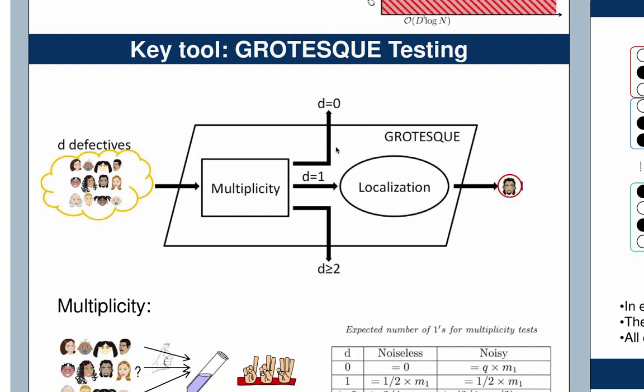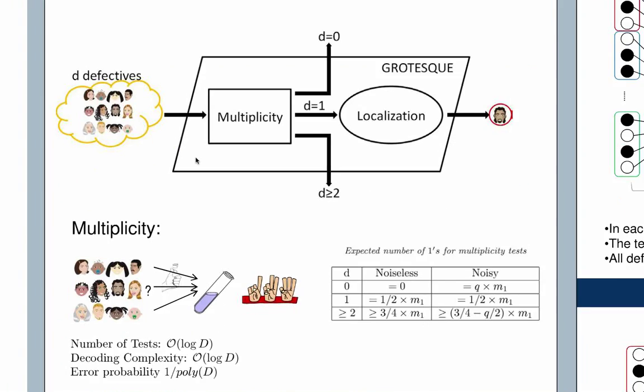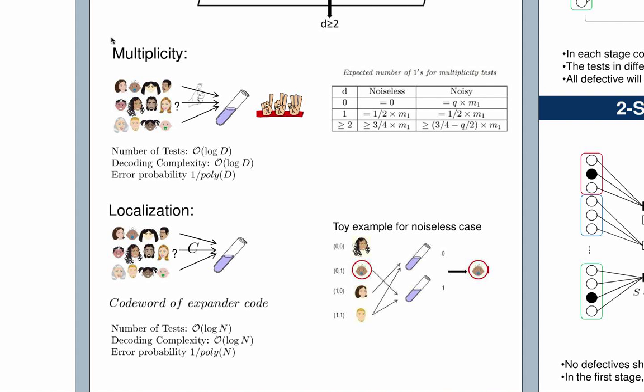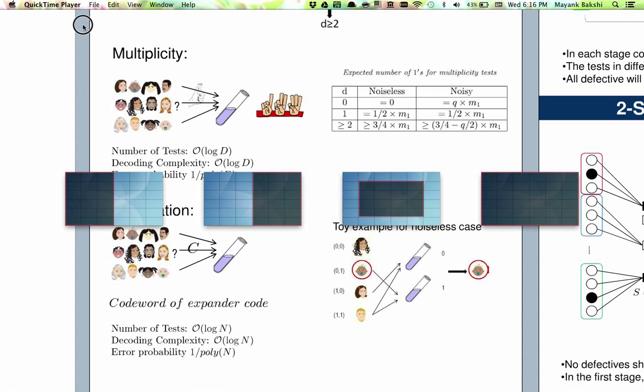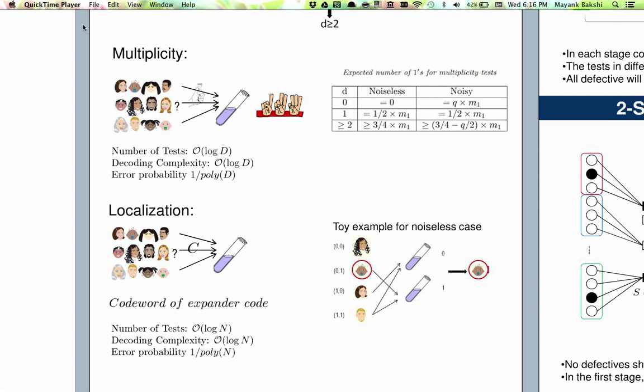The outcome can be that there are no defectives in the population, or there are 2 or more defectives, that is d greater than or equal to 2, or there is exactly one defective, and if there is exactly one defective, then it can also pinpoint which defective it is. So this building block consists of 2 parts. The first part is the multiplicity testing, which tells us how many defectives there are in the population: 0, 1, or greater than or equal to 2.